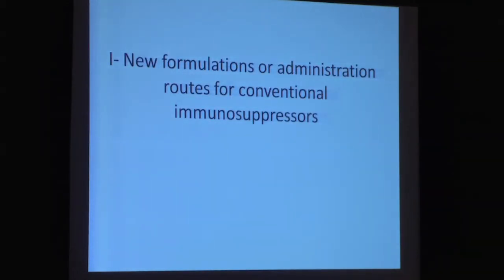The new formulation or administration routes for conventional immunosuppressors will be the topic I will start with. And the first one, of course, would be voclosporin, which was presented as the next generation of calcineurin inhibitor based on this publication in the Lancet in 2008 in patients with plaque psoriasis.